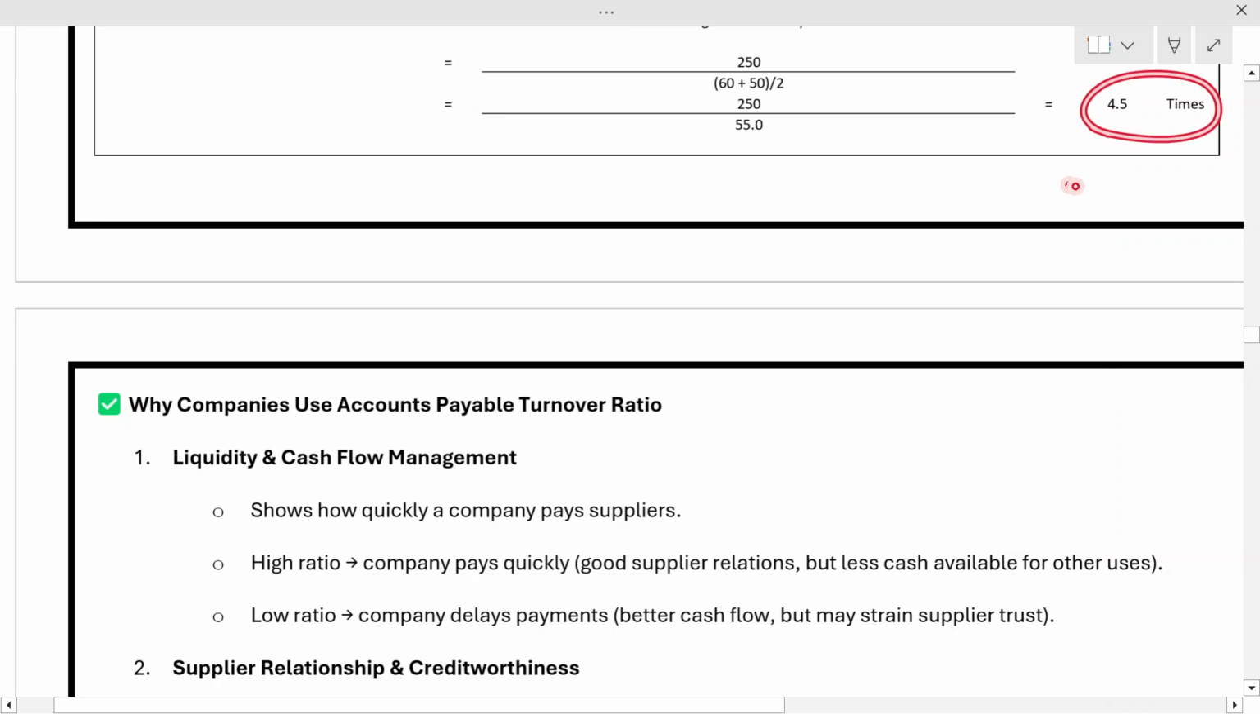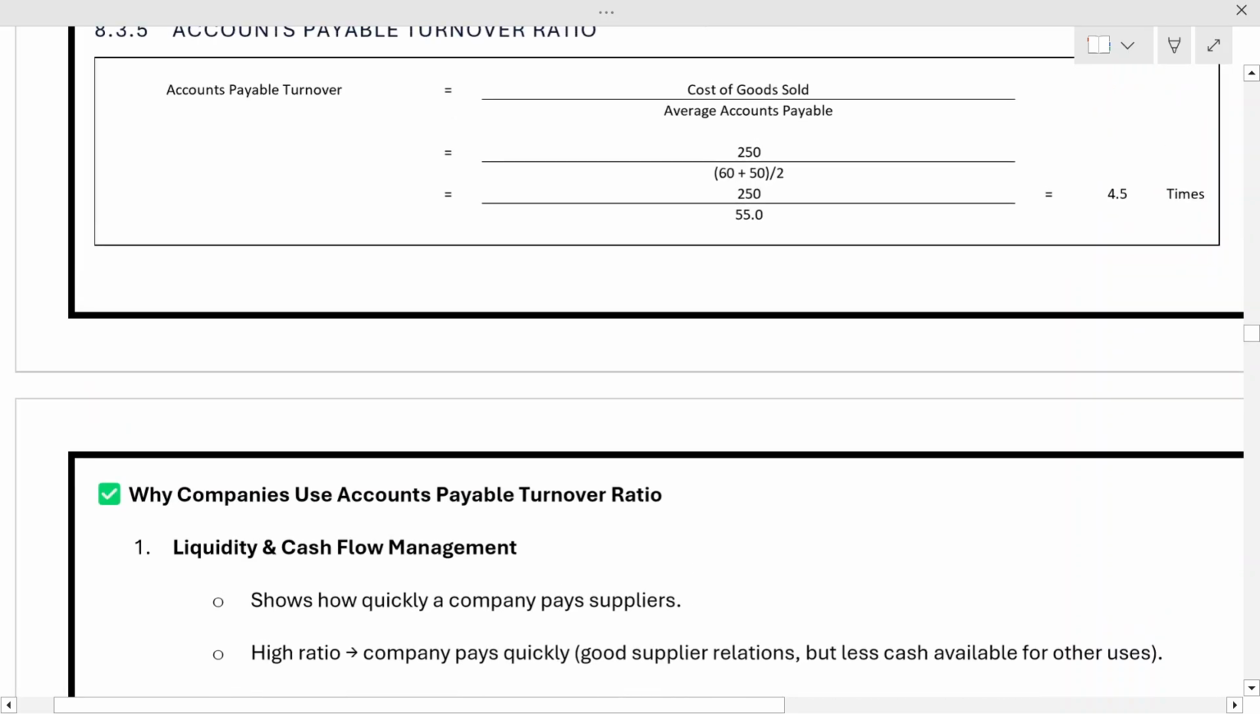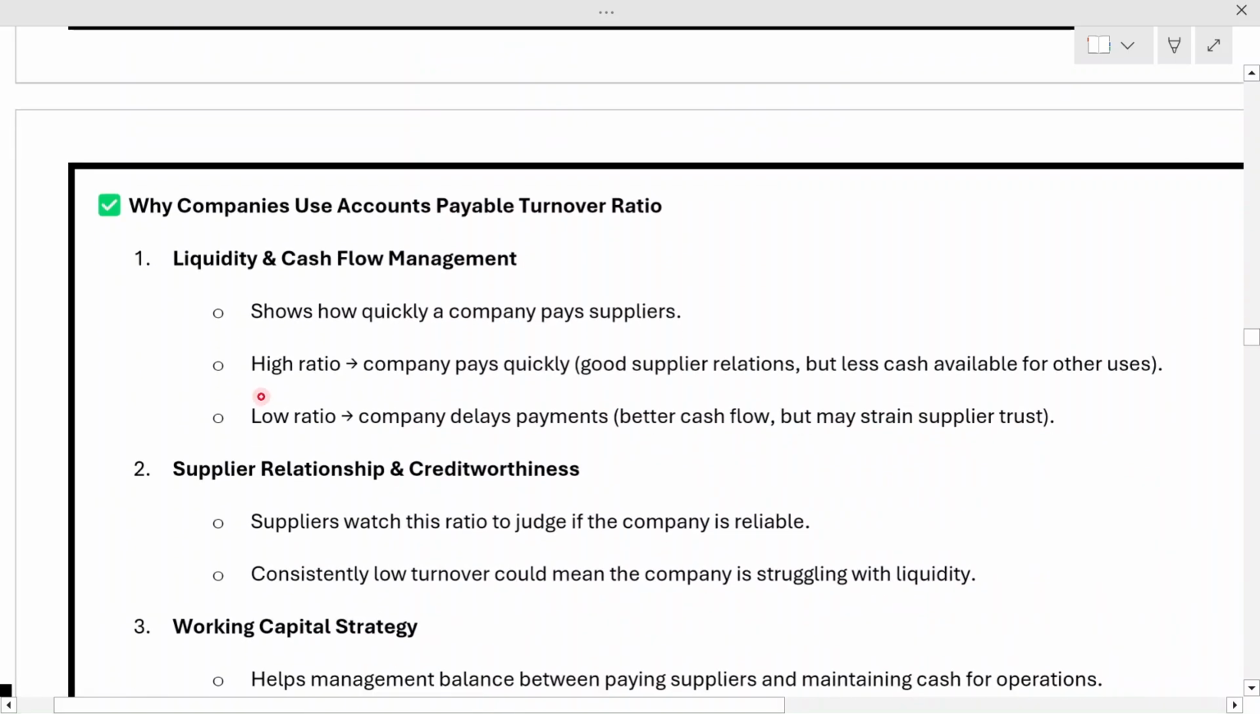If this accounts payable turnover ratio is only one time, it means you are paying your creditor only one time in a year. This may be very good for your business because you are deferring the payment, but it may not be good for the suppliers. So if the ratio is higher, the company pays very quickly. When the company is paying quickly, the suppliers have a good relationship with them, but the company has lower cash because it quickly pays the supplier.